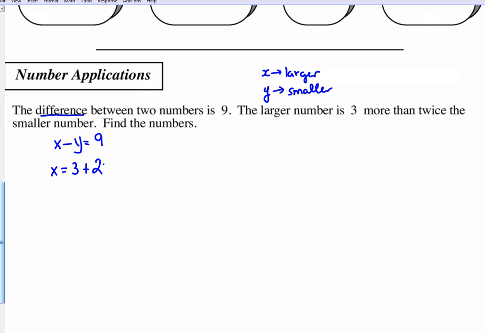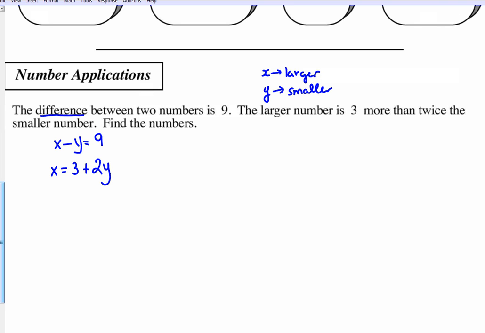Now, the first equation, x minus y equals 9, you could have also done y plus 9 equals x, the smaller plus 9 equals x. That would work. Or you could have done x minus 9 equals y: the larger number, take away 9, equals the smaller number. There's more than one way to write that first equation. I find the easiest is the difference, x minus y equals 9.